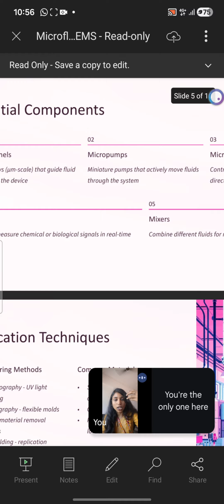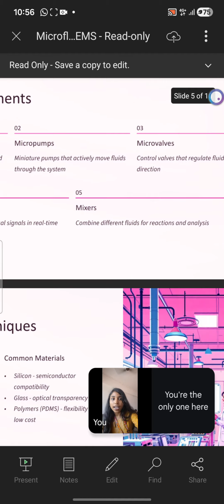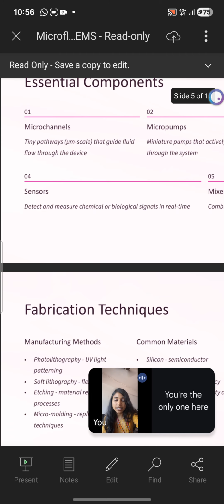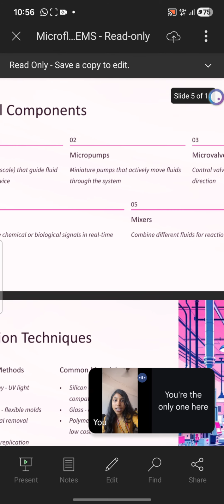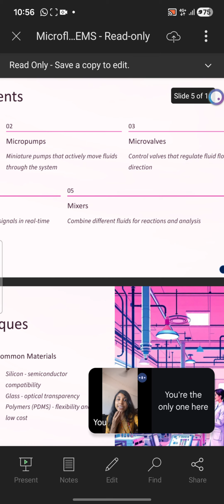Micropumps are used to pump the liquid from one place to another. For example, if the liquid is at a lower level and needs to go to a higher level, you need to pump it so that it reaches the top. And then microvalves. Valves are used for controlling, that is for switching on and off. It is opening and closing so that we can regulate the flow of the liquid. And then sensors. Sensors are used to check whether the liquid is flowing or not, so as to control its speed, its density, etc. And mixers combine different fluids for reaction analysis.